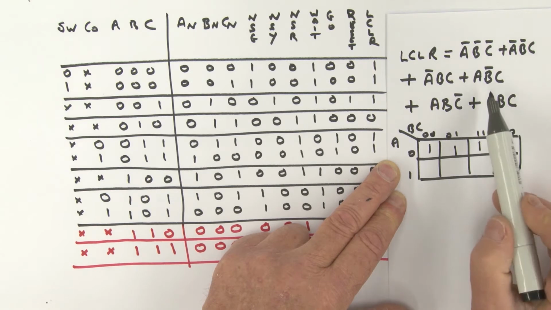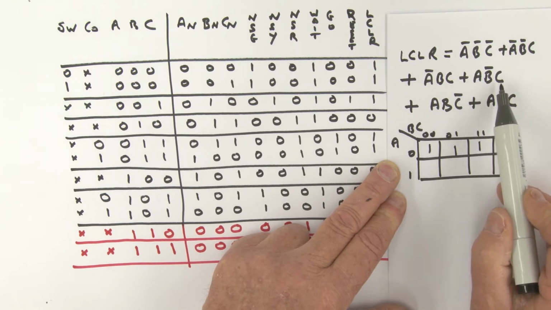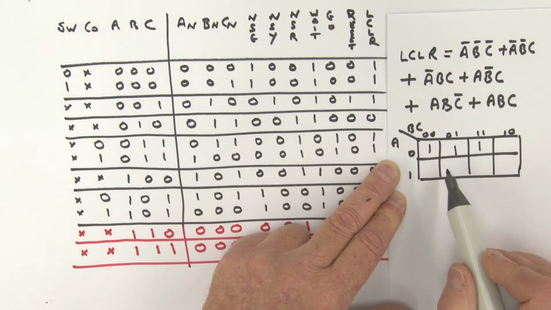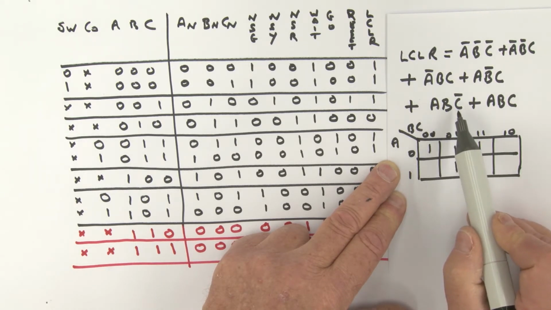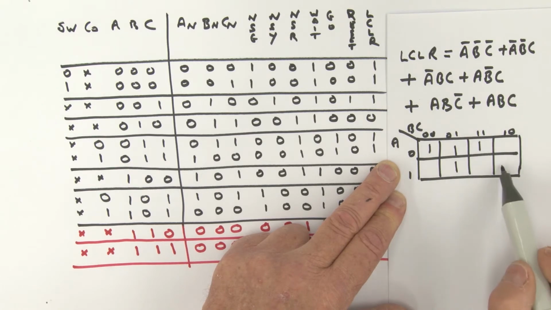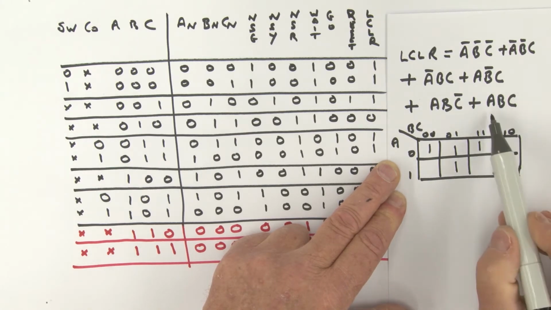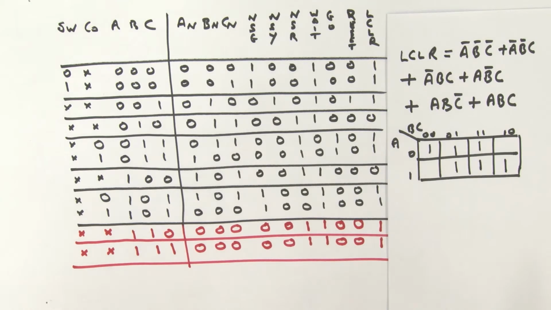Then what have I got? I've got A, B bar C. So that's A, B bar C. I've got a 1 sitting here. Then I've got A, B, C bar. I've got a 1 actually sitting over here. And then I've got A, B, C. I've got a 1 sitting right here. All right, let's see if we can minimize that.